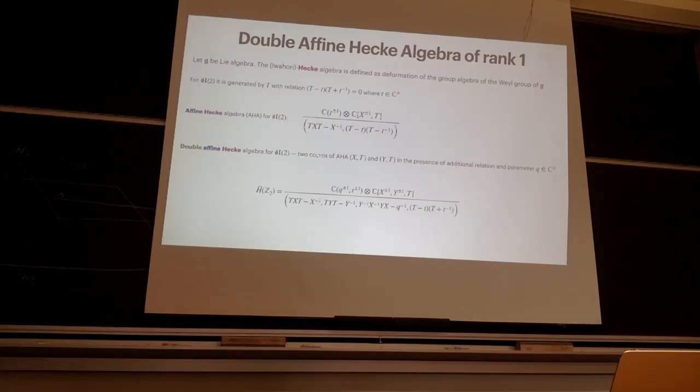And DAHA is a copy of two AHAs, as the name suggests. So we have AHA for X and T and AHA for Y and T, and you introduce an additional parameter Q, right? And this is what the algebra looks like. I will denote it with this H double dot of Z2, where Z2 is the Weil group for SL2. So it's this field of fractions tensored with C of X plus minus, Y plus minus, T, divided by the Hecke relation, then two braid relations for X and Y, and this relation that combines them together that looks like some kind of quantum torus relation.